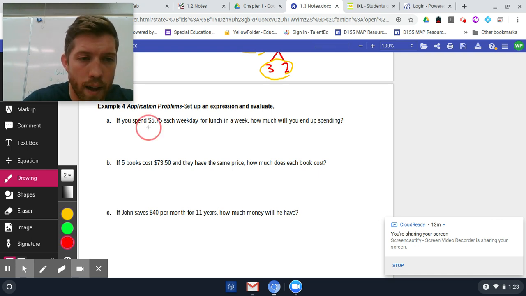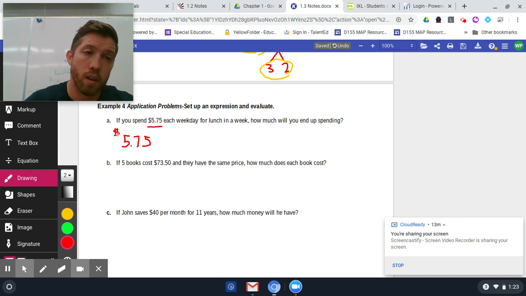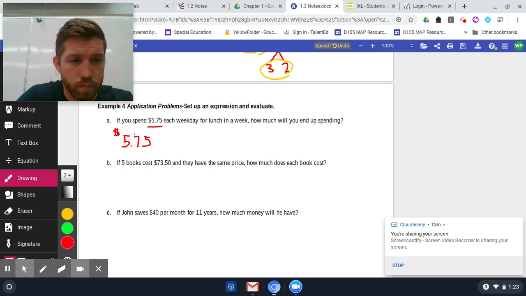So if you spend $5.75 each weekday for lunch in a week, how much will you end up spending? Okay, so we know we're spending $5.75 every day at lunch. Some of you guys actually might do this in the cafeteria. You can actually probably find out how much of your parents' money you use, right? I mean, buying food isn't cheap.